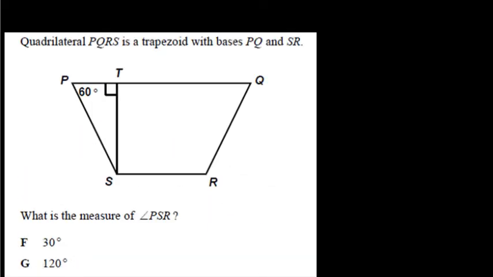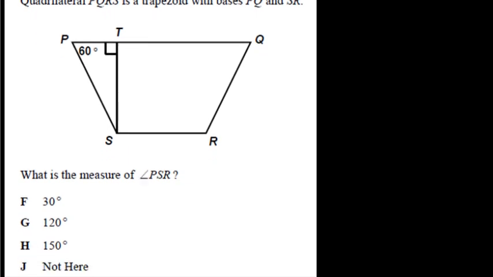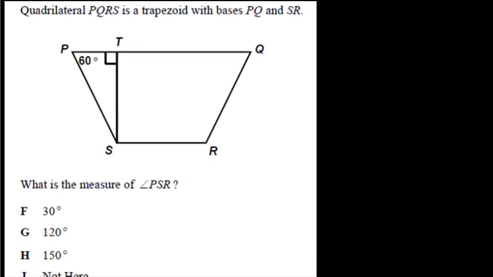Alright, last but definitely not least, this is one of the number one missed problems. The quadrilateral PQRS is a trapezoid with bases PQ and SR. What is the measure of angle PSR? Okay, so when it says what is the measure of angle PSR, I think some of us were getting confused on what that was asking. Here's why this angle is written this way. If we go PSR, we're measuring this entire angle.